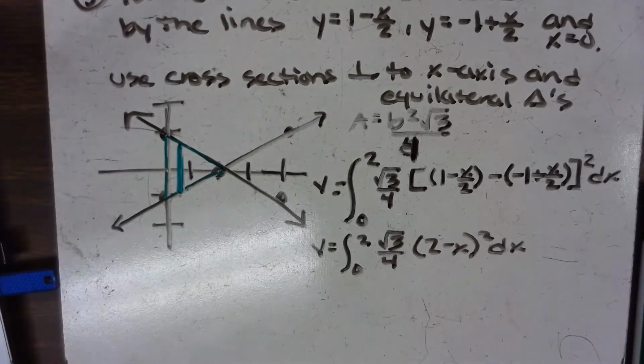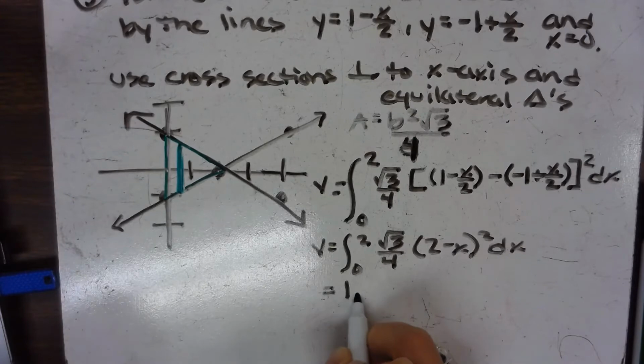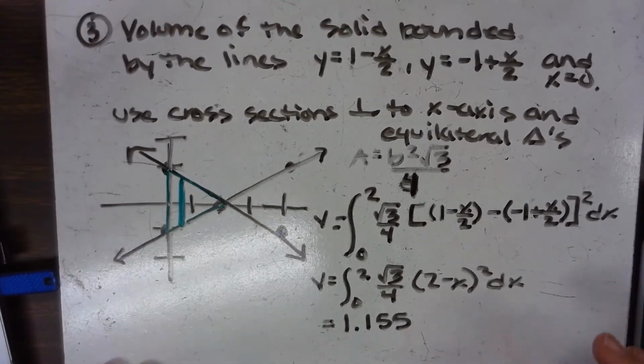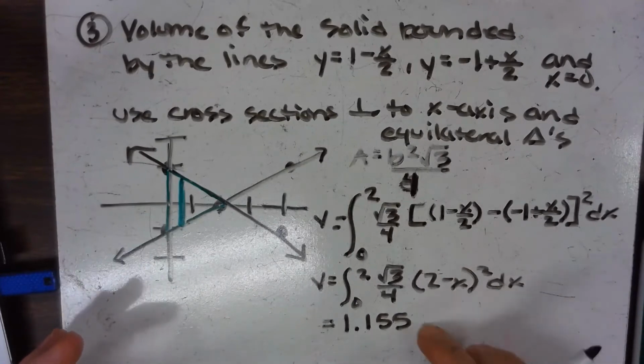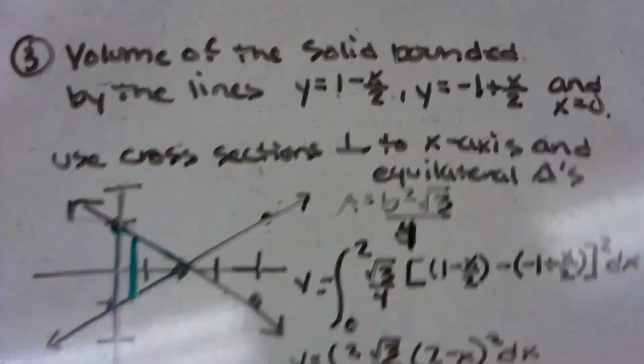Make sure you can do some of these by hand. And then some of these on the AP test could just be setup, so this could be an answer if it's asking you just for setup. So ultimately, we end up with the answer 1.155. So check your answer to see if you get that decimal. I'm focusing on really how we set this up using the cross sections, and not necessarily how we solve a definite integral. I think you should know that by now.